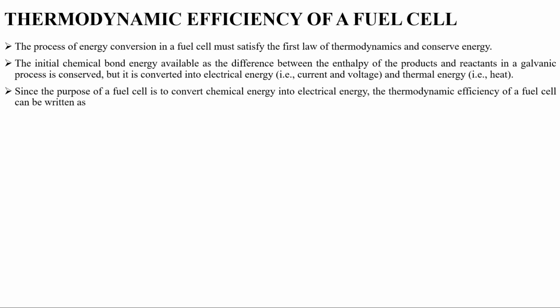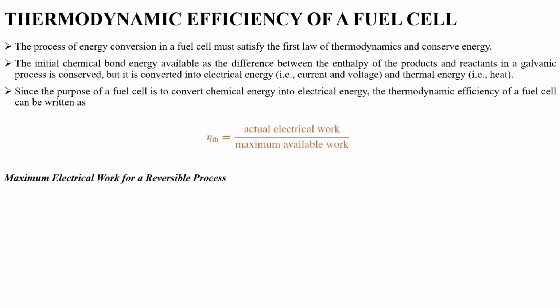And the thermodynamic efficiency of the fuel cell can be written as actual electrical work divided by the maximum available work. We know the actual electrical work is the required output of the fuel cell, because the main purpose of the fuel cell is to convert the chemical energy into electrical energy. So that's why its desired output is actual electrical work and the input is maximum available work, which is in the form of chemical energy.